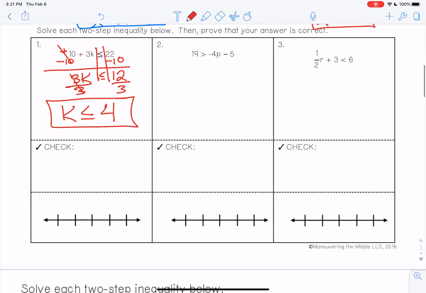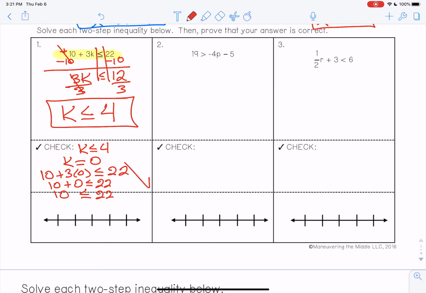Now, to check our answer, we can just plug in, if k is less than or equal to 4, any number that's less than or equal to 4. So let's do an easy one and say k is 0. So that means 10 plus 3 times 0 is less than or equal to 22. All I did, guys, was plug it back into the original inequality. 10 plus 0 is less than or equal to 22. Yeah, because 10 is less than or equal to 22. That's true, so we know we did it correctly.